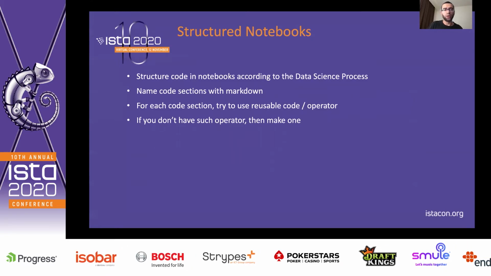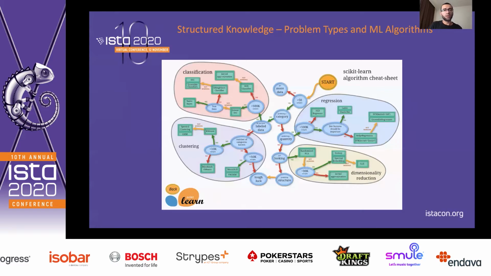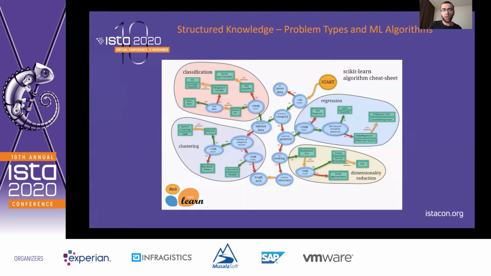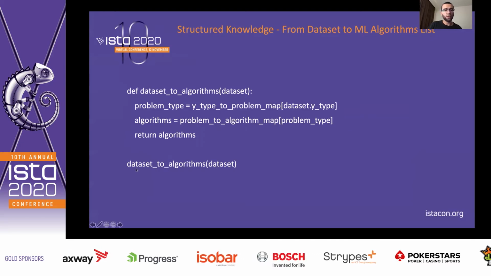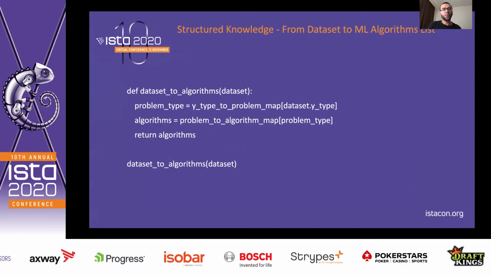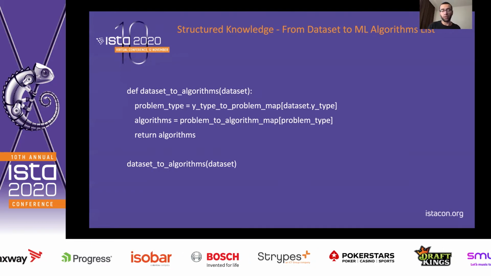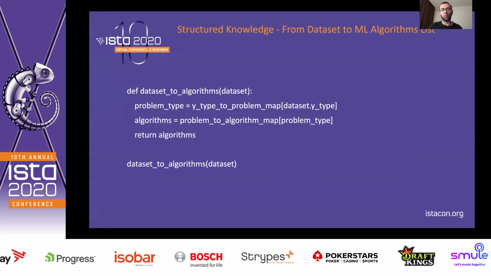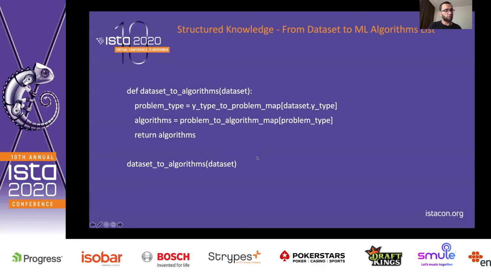Try to use reusable code and structure your code in notebooks according to the data science process. Structure also your knowledge. Be aware of the different problem types and the appropriate machine learning algorithms. This here is an example from scikit-learn. If you have structured knowledge, there are also many automation opportunities. For example, here you can see a simple function so that you can go from a data set to a list of machine learning algorithms that are appropriate for the data set and that you can try in the modeling phase. And then with one line of code, you can get that list of algorithms.